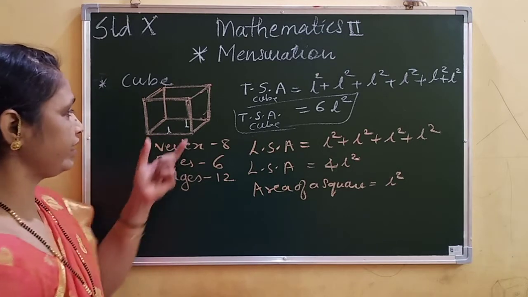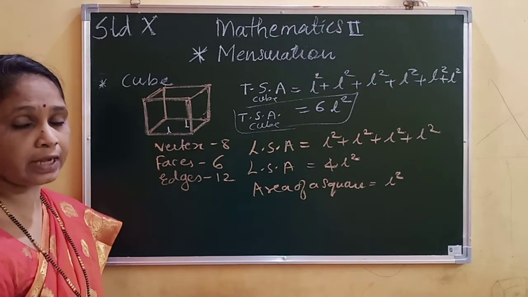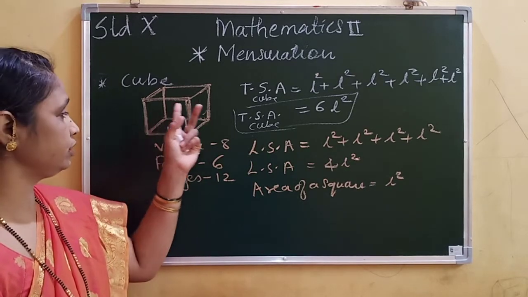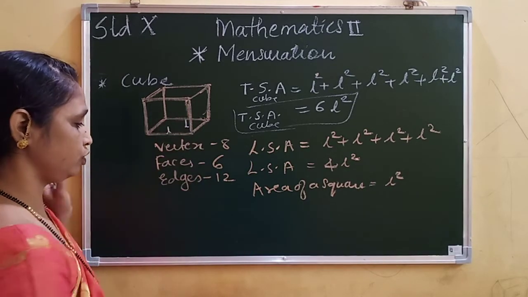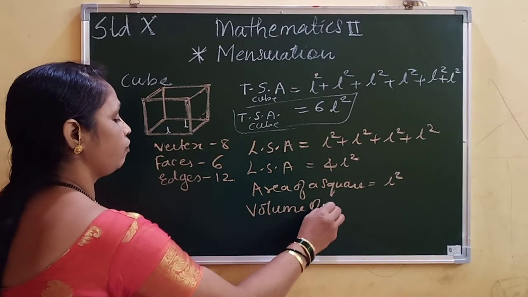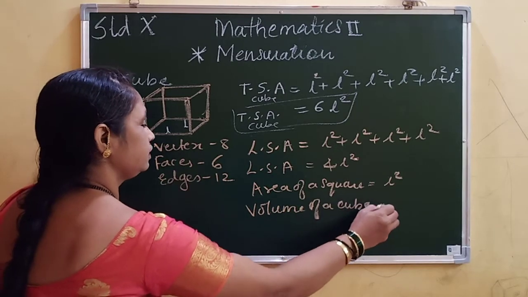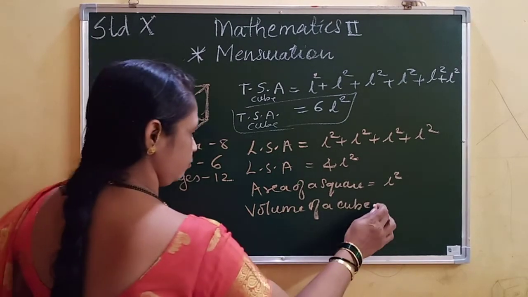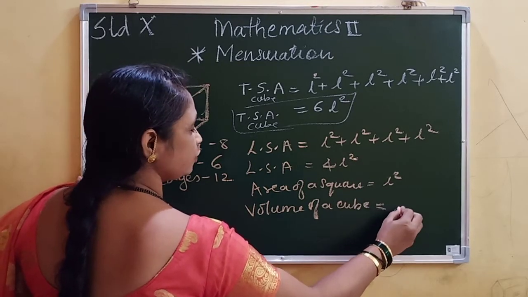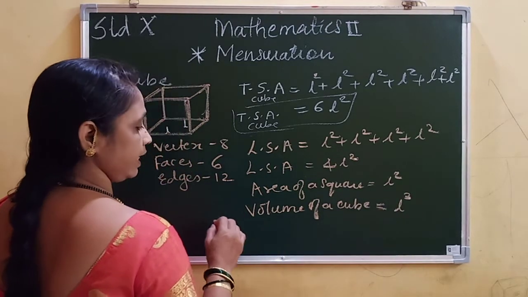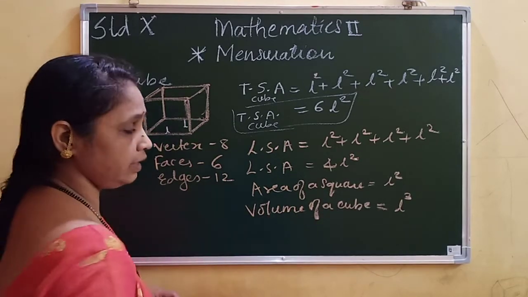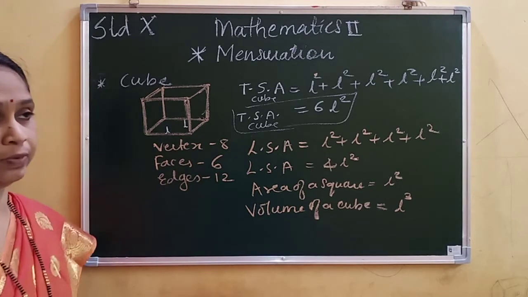Now we have to find its volume. Volume means the capacity. We have to find the capacity of a cube. Its sides are all the same. So the volume of a cube is equal to side cube, meaning L cube. We have considered the side as L. So the volume of a cube is L cube, meaning the side multiplied 3 times.